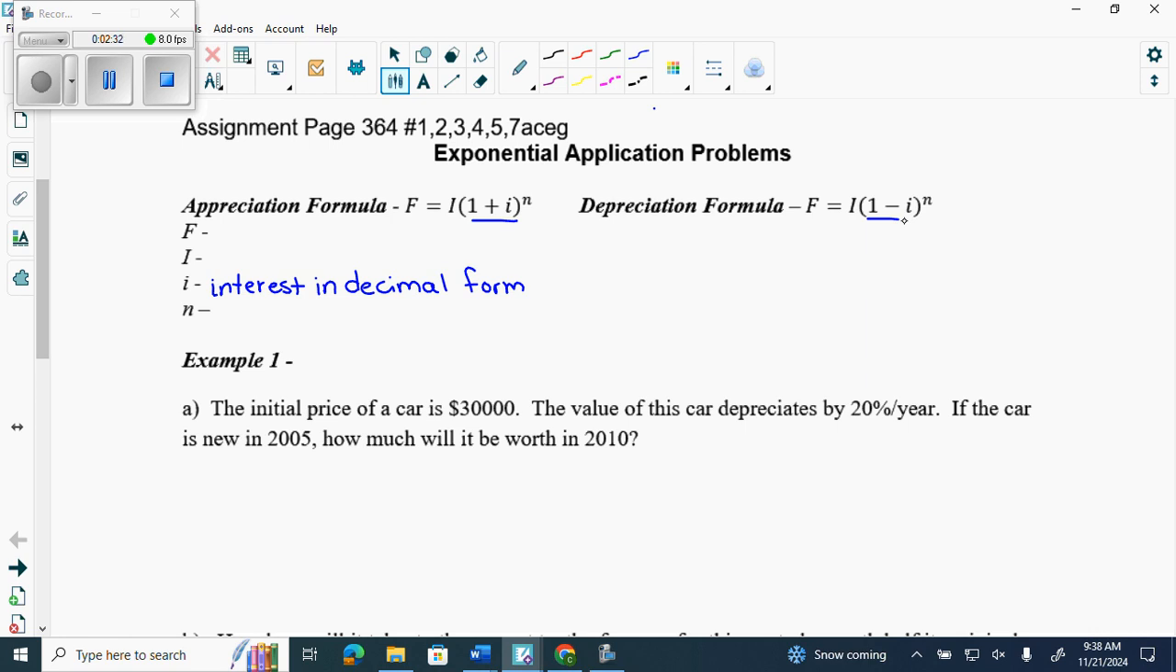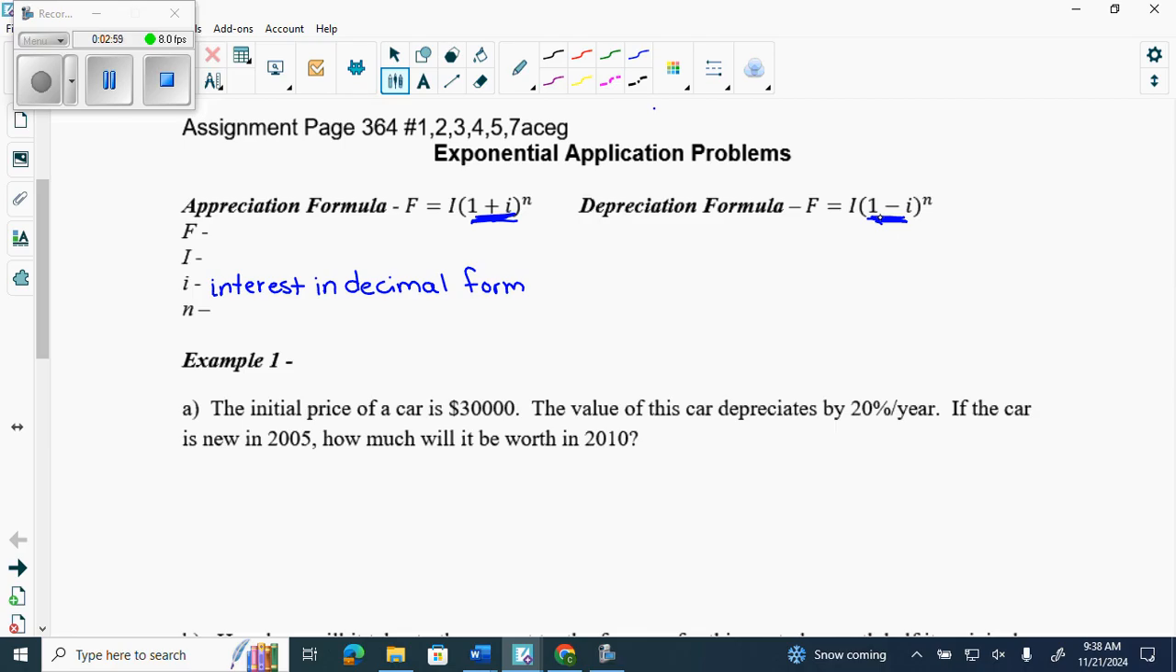We agree? We also went over exponential graphs, did we not? And the b value, the base of your exponent, correct? If the base of your exponent is greater than 1, the graph is increasing, right? We had an increasing exponential function. If the base was between 0 and 1, which is what's going to happen here when I subtract from 1, it's a decreasing exponential function. We agree? So it makes sense that this formula would be the way it is.